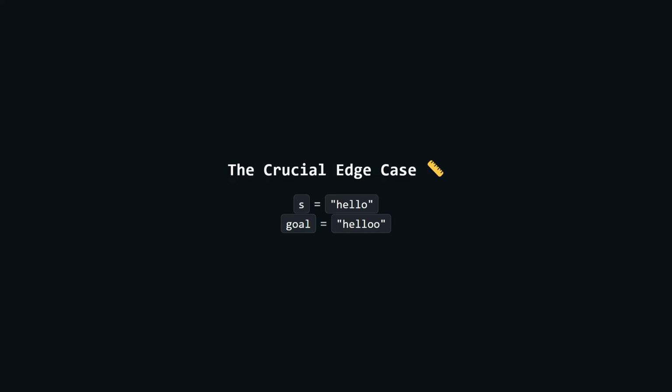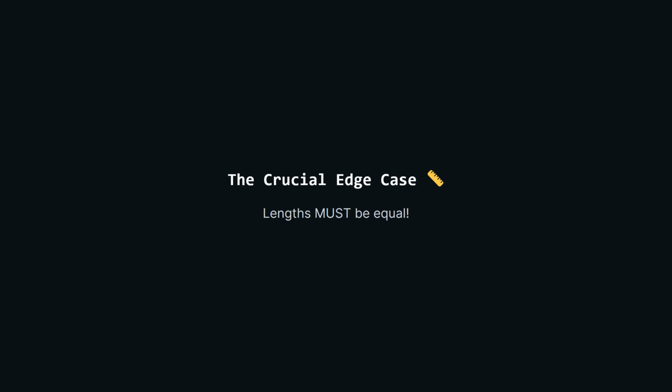But before we start spinning letters around, we need to think about a super important edge case, the lengths of the words. If our starting word and our target word have different lengths, it is completely impossible for them to ever match, no matter how many times we rotate them. So the very first thing any of our solutions should do is check their lengths. If they don't match, we immediately say nope, false, can't be done.